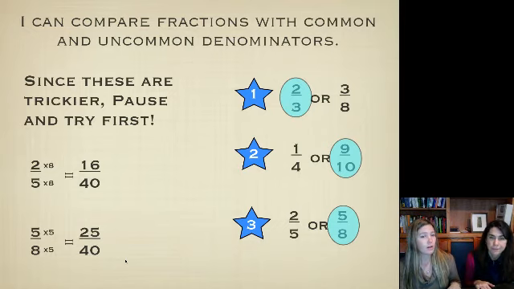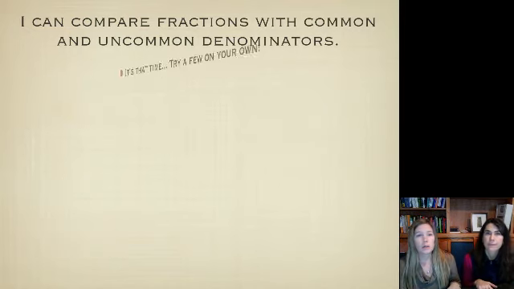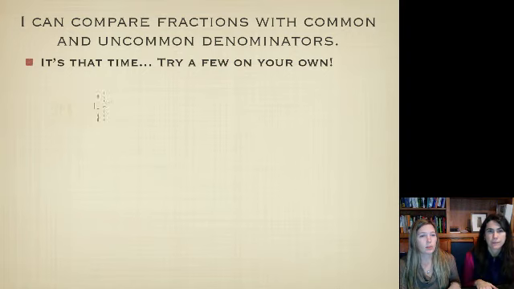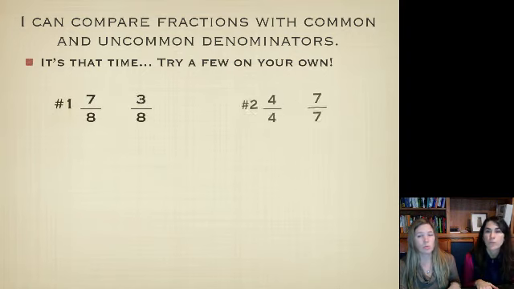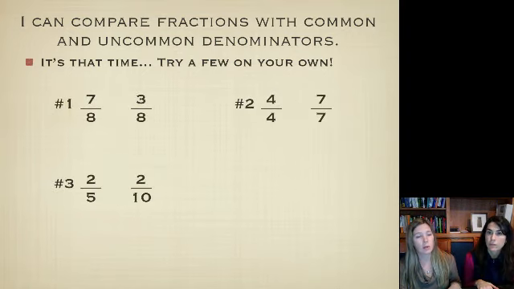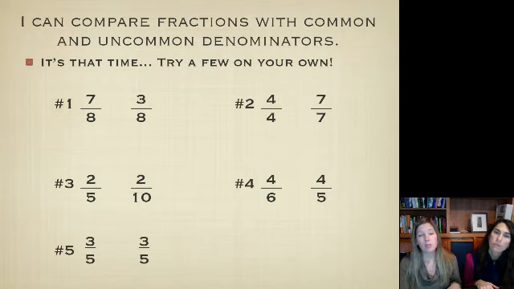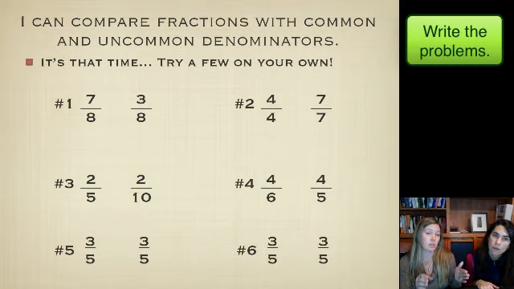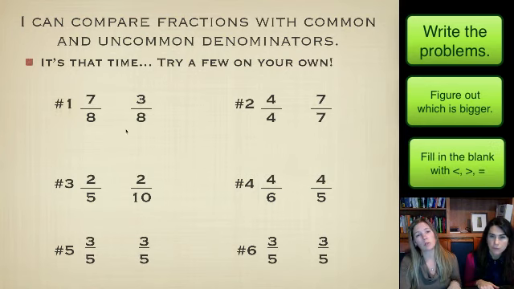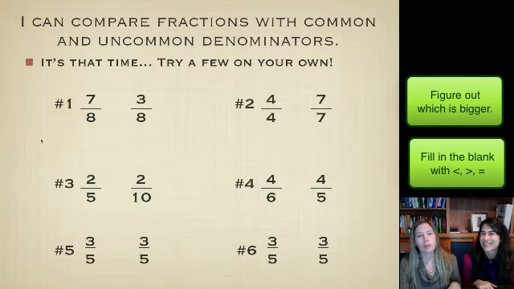All right, and the last part now is, I believe there are 6 problems for you to do on your own, and there's a variety of them. Some of them have common numerators already, some of them have common denominators, some of them don't have anything in common. So you need to write the problems down. You've got to make sure you write down both fractions and then fill in that empty space with a greater than, less than, or equal to sign. And please number them. It just makes it easier when we discuss in groups.